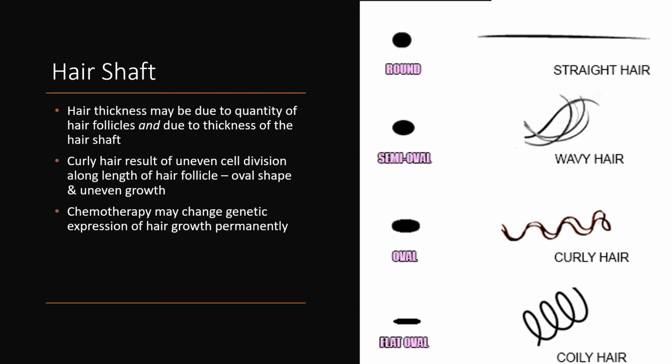Hair thickness can be due to the quantity of hair follicles overall, so how many hairs you have is how thick your hair is, and also due to the thickness of the individual strands, the hair shaft itself. Curly hair is actually the result of 2 different things. One is disulfide bonds that can be created when you're laying down these cuticular layers of your hair shaft in the first place, but also the shape of the follicle itself.